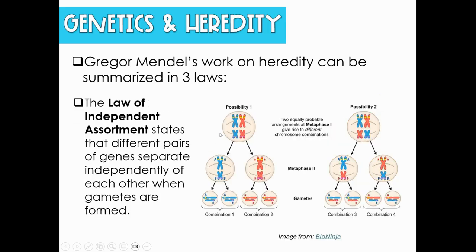There's also the law of independent assortment, and this just states that different pairs of genes separate independently of each other when gametes are formed. So during the process of meiosis, there's so many different combinations, the way that they separate themselves out and assort themselves. There's so many different allele combinations. This creates genetic diversity, and Mendel recognized that and coined this law. So law of independent assortment.